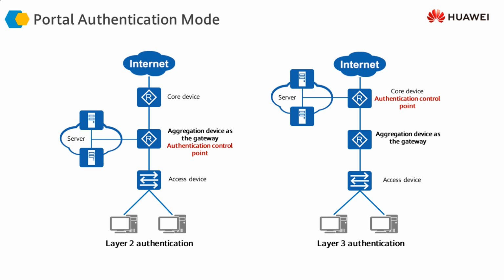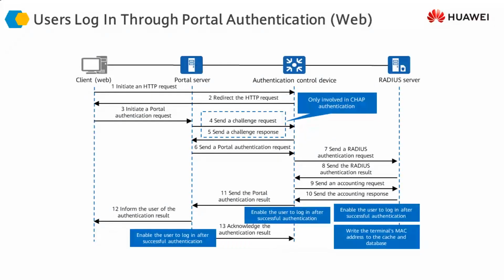The layer 2 connection is more secure because here you can authenticate against the MAC address and the IP address, but here you can only authenticate against the IP address. So layer 3 authentication is less secure as compared to layer 2 authentication. If you look at the authentication process, it's fairly simple.